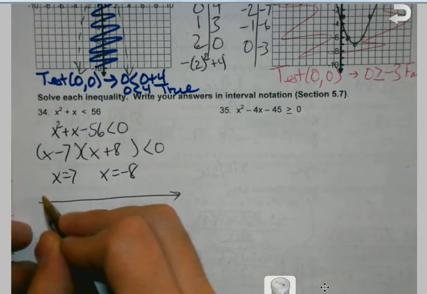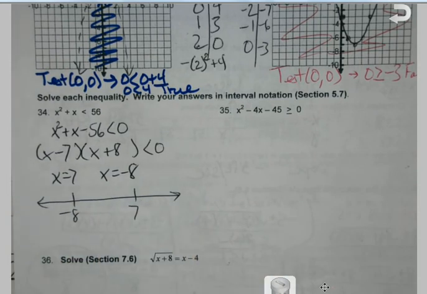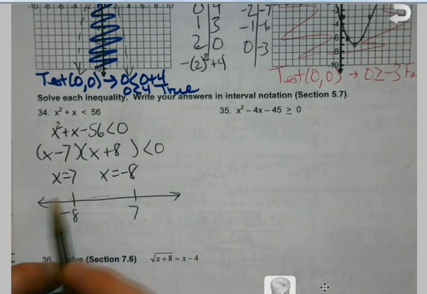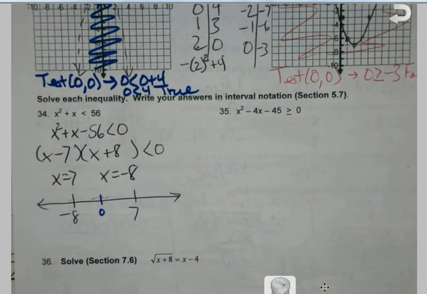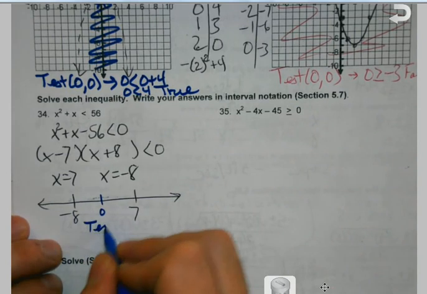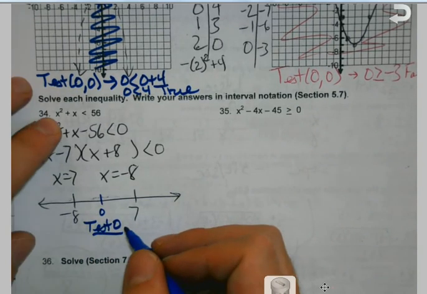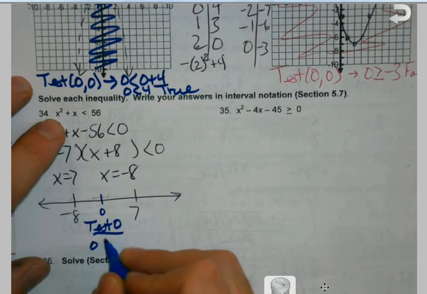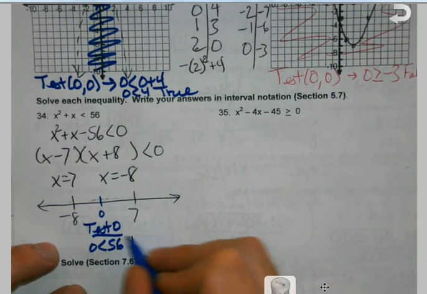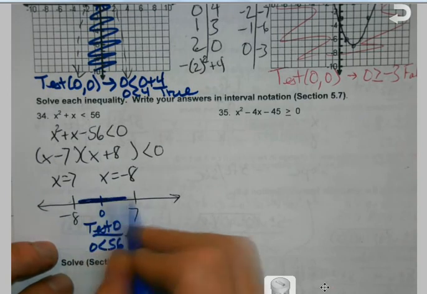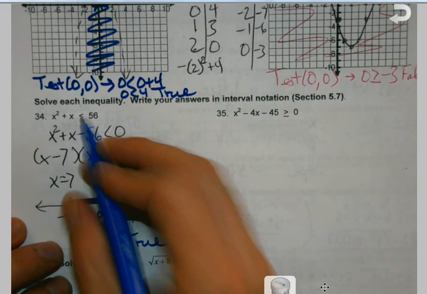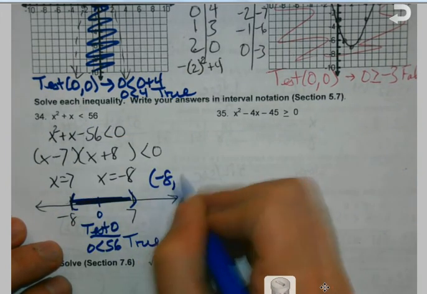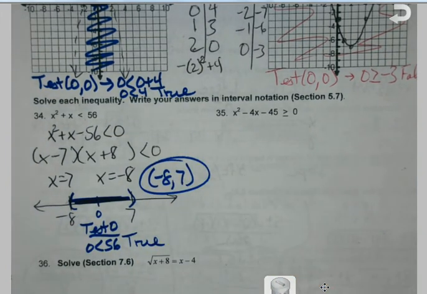So what we're going to do once we have those, remember we're testing sections. It's going to work in the middle, or it's going to work on the edges. So once I get here, I want to test in the middle because it's only one place to test. So if I test 0 out and plug 0 in here, well, that's cool. 0 plus 0 is 0 less than 56. Well, by golly, it is. So this is going to be my solution area. So my interval notation is just between those 2 points. So it's just going to be negative 8, 7.